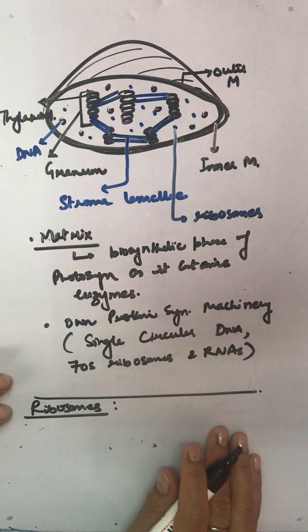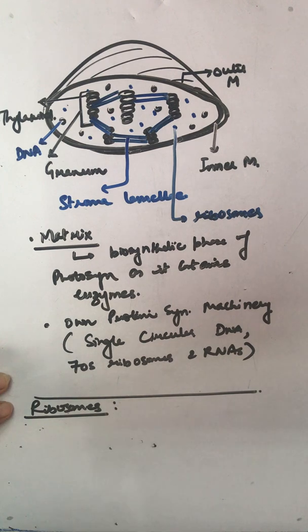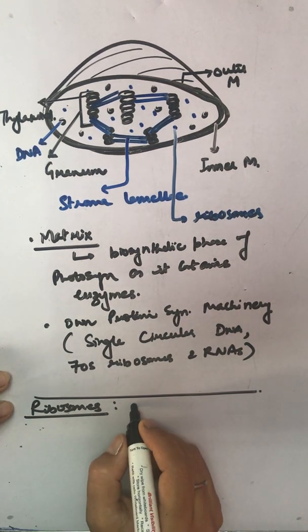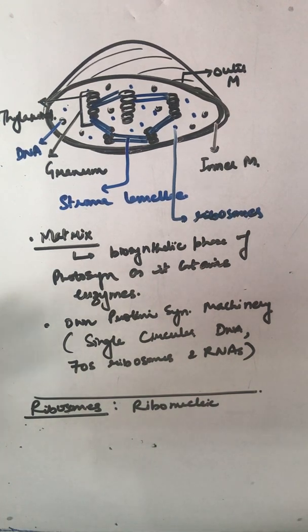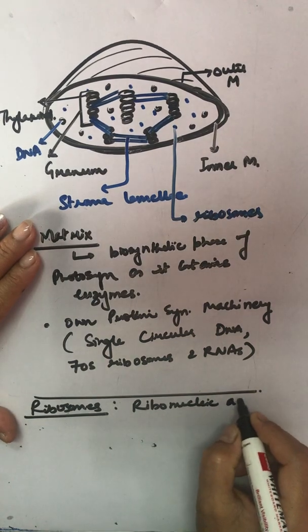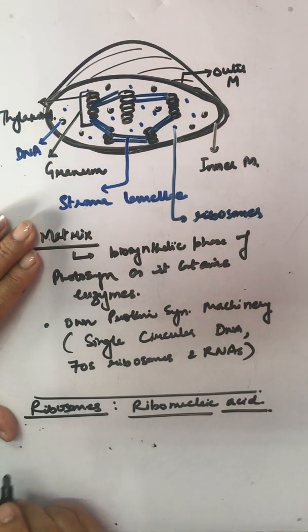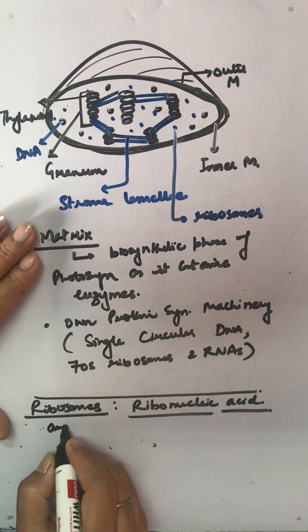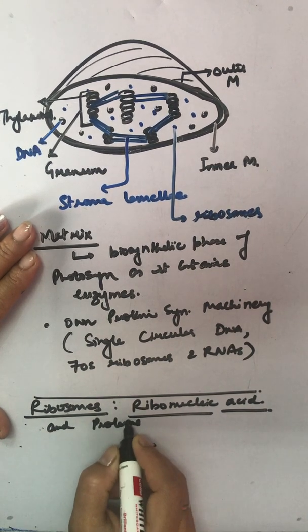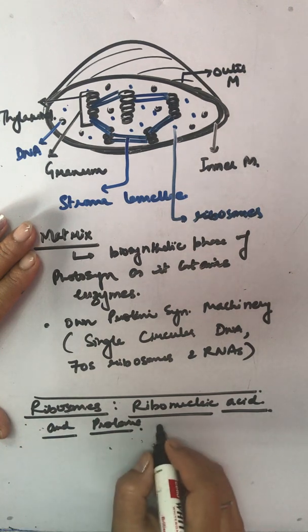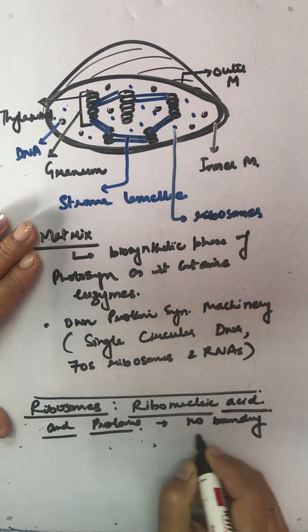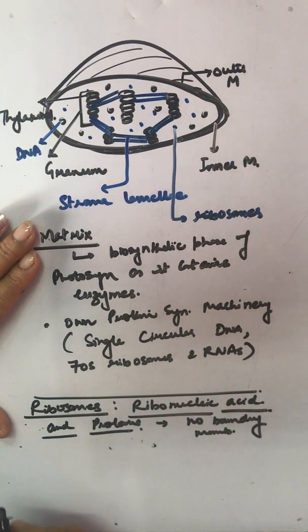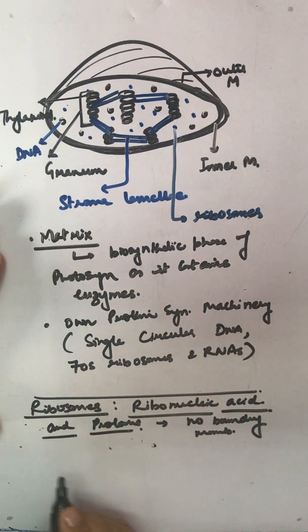As we know about ribosomes, they were first observed under the electron microscope, and they are made up of ribonucleic acid and proteins. They do not have any boundary, no boundary membrane, meaning no enclosure. These are of two types, 80S and 70S.